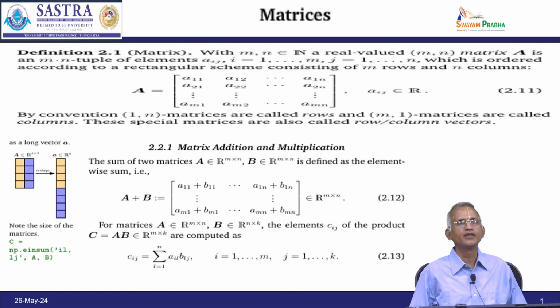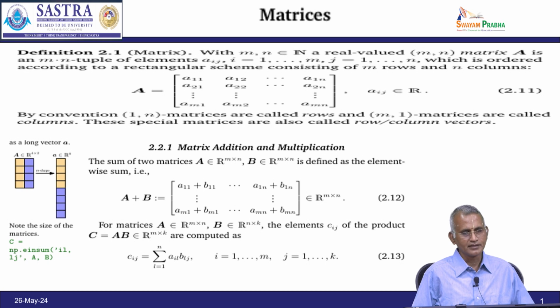Now let us start with the matrices. So I hope all of you know what a matrix is. A matrix is an operator. Define matrix: a matrix is a rectangular array arranged in rows and columns. That is the difference between "define" and "what is" a matrix. Now let us start with the definition of matrices.